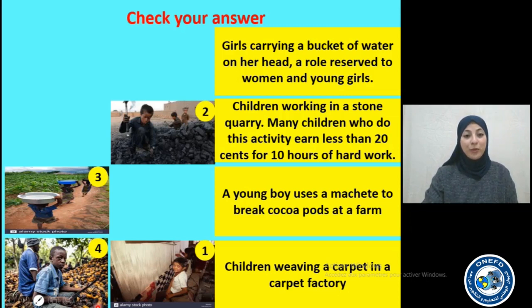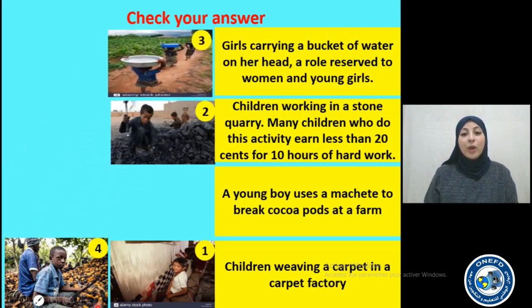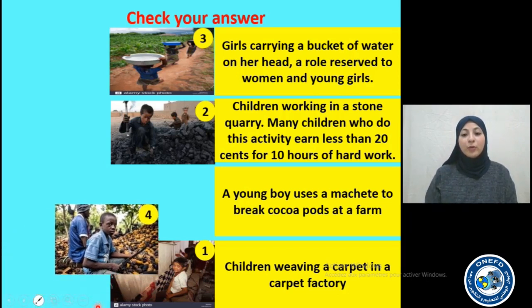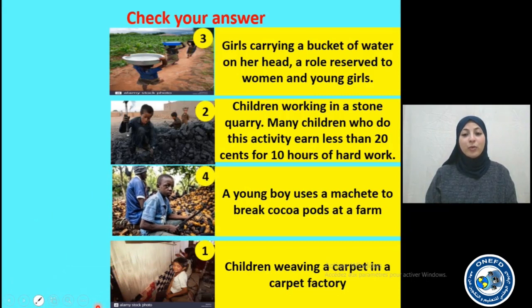Picture 3. Girls carrying a bucket of water on their heads, a role reserved for women and young girls. And the last picture is of a young boy who uses a machete to break cocoa pods at a farm. Let's now move to the third task.